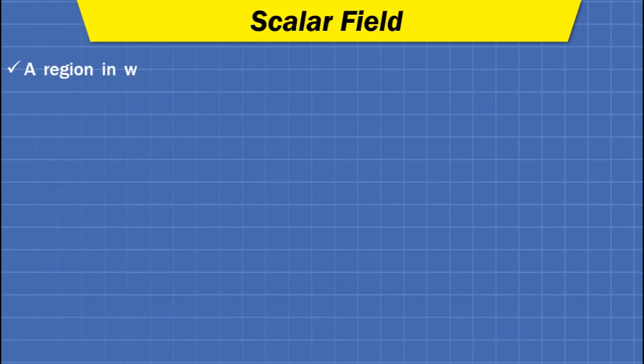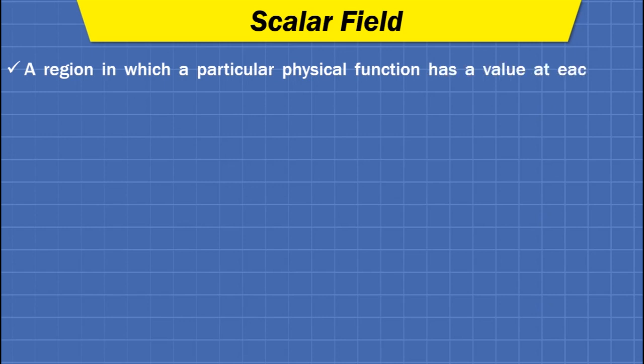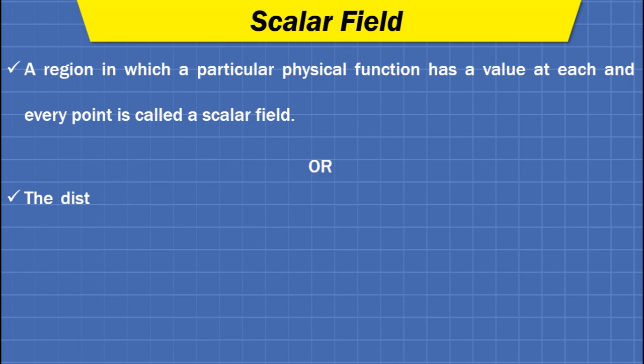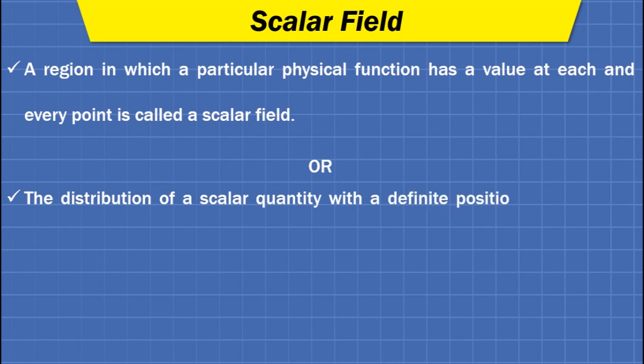Moving further, depending on the quantity, the fields are also classified into two types. The first one is scalar field and the second one is vector field. So let us understand the scalar field. A region in which a particular physical function has a value at each and every point is called a scalar field, or the distribution of a scalar quantity with a definite position in space is called a scalar field.